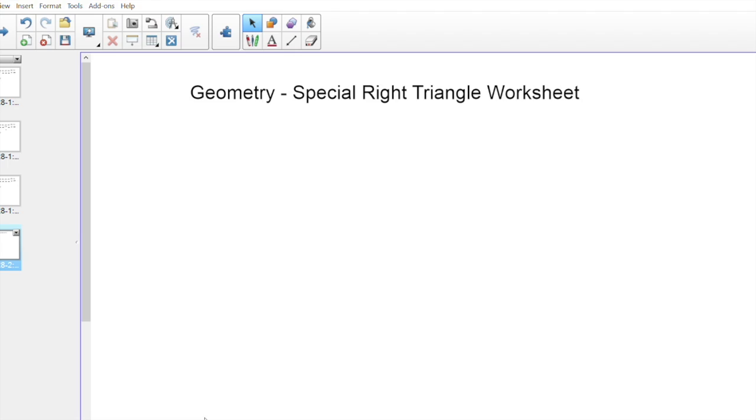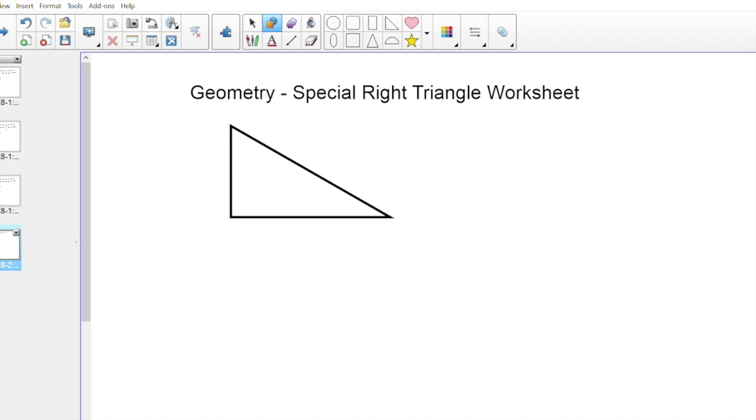What I want to do now is to go over the worksheet that I assigned you, the first page, the first sheet, and see how you accomplish these problems. The first one says find the length of the hypotenuse of an isosceles right triangle.